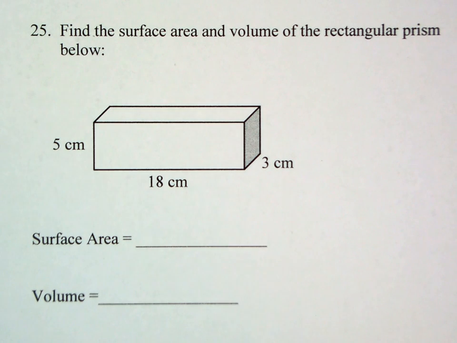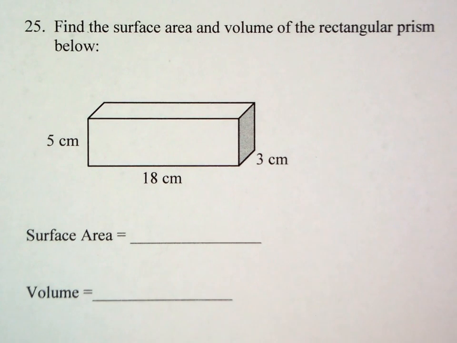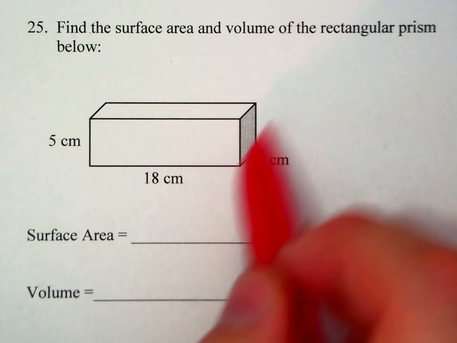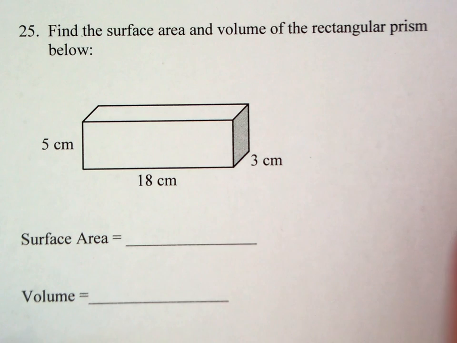Problem number 25. Find the surface area and volume of the rectangular prism below. So let's go for the surface area first. The surface area is basically the length times width for any side that is visible. So I'm going to go ahead and label the sides so I know what they all are.